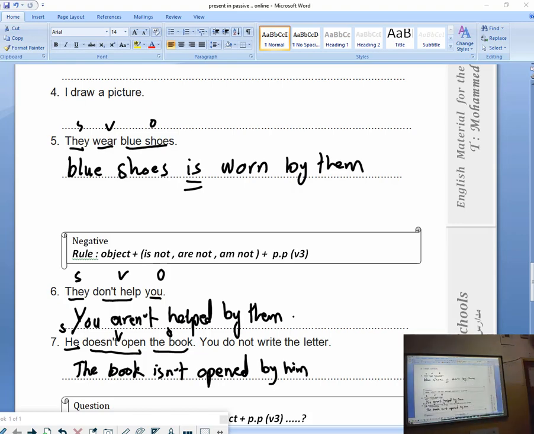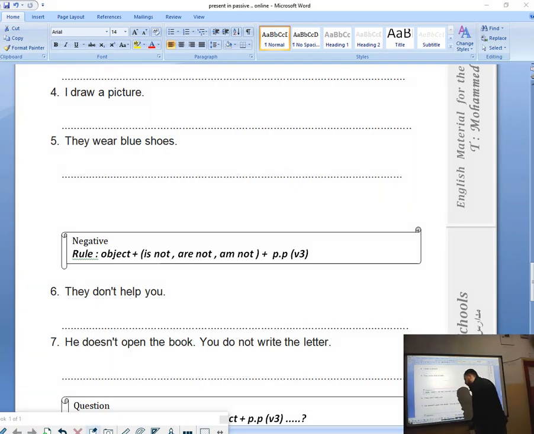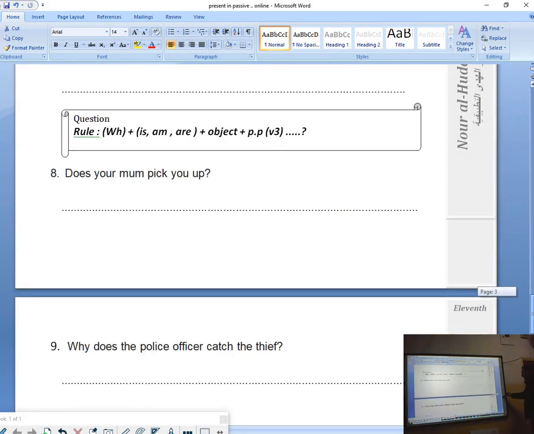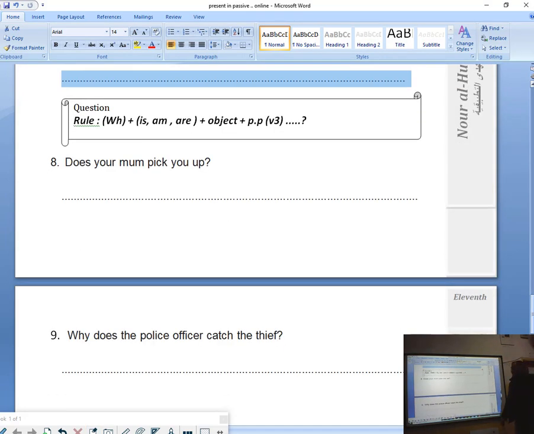The last rule for the present simple and negative is the rule of the question. If I have a WH question, I write it just like it is. But if I don't have one, as in the first sentence, a yes or no question, I start with is and am and are, then the object, then the past participle or the verb 3.